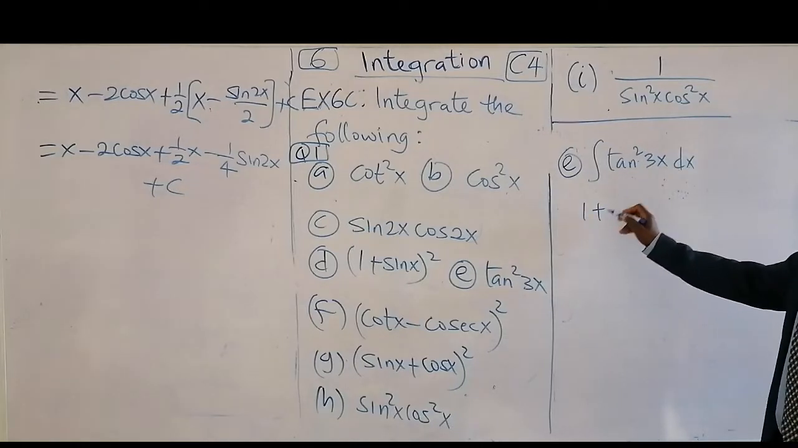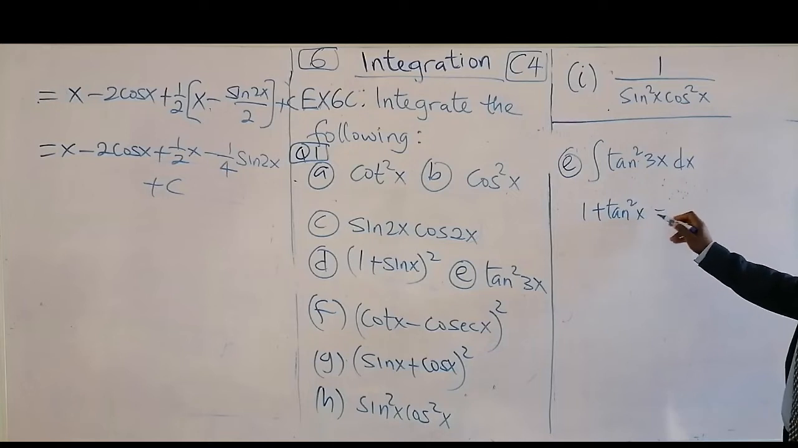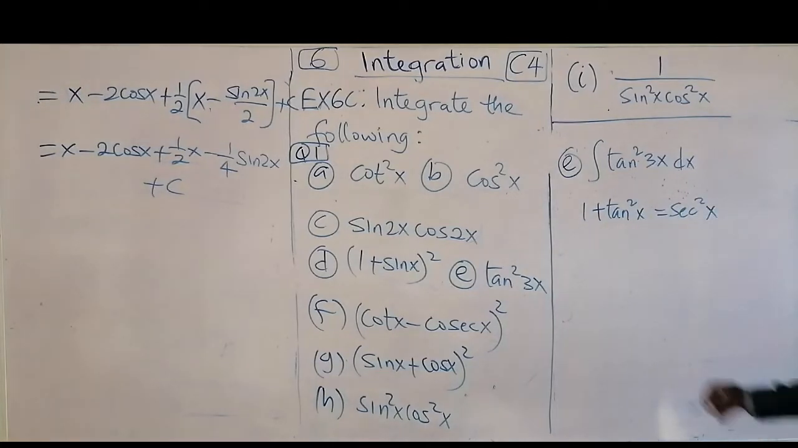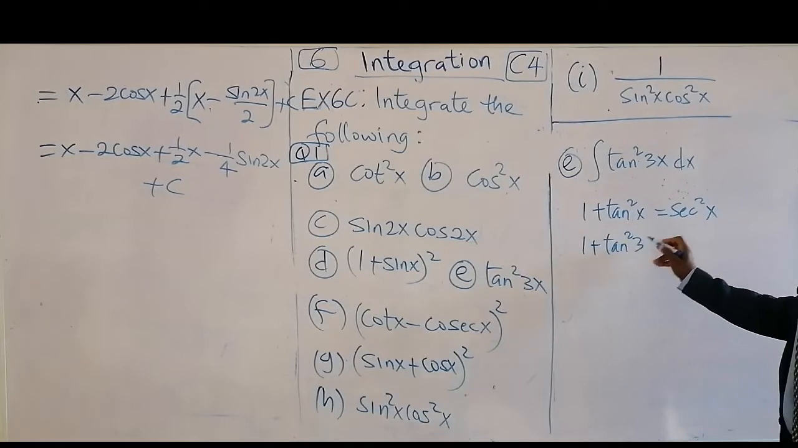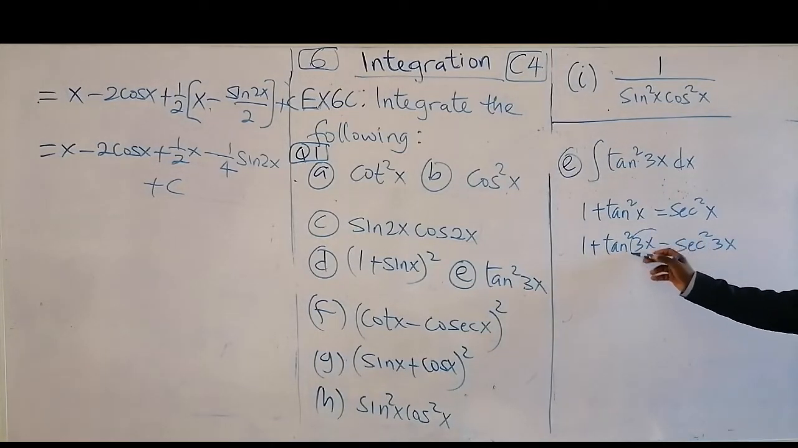Note from this identity, 1 plus tan squared x is equal to sec squared x. So you can say 1 plus tan squared 3x is equal to sec squared 3x. So we just make this function here and here the same thing.